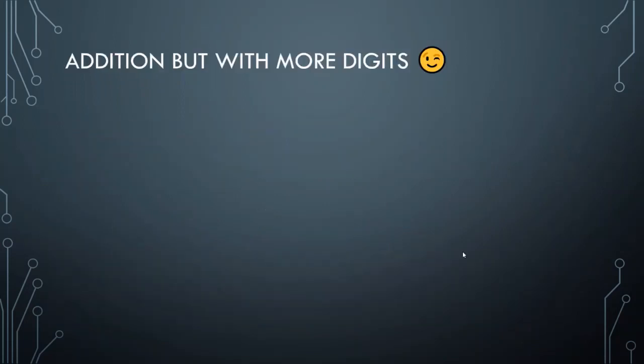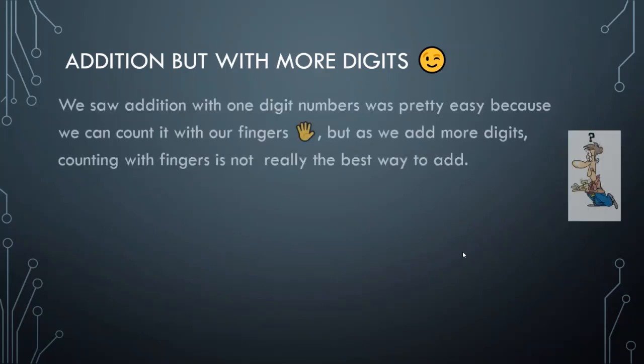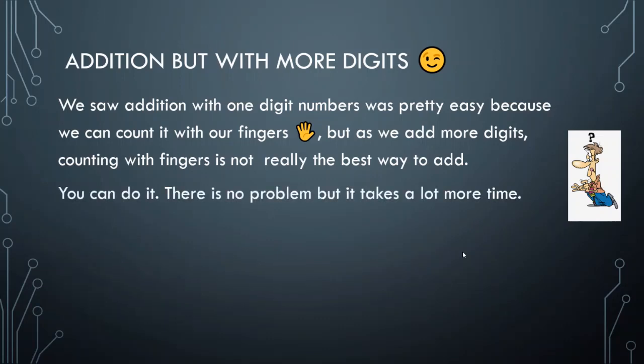Let's move on to addition but with more digits. We saw addition with 1-digit numbers was pretty easy because we could just count it with our fingers. But as we add more digits, counting with fingers is not really the best way to add. You can do it, there's no problem, but it takes a lot more time.